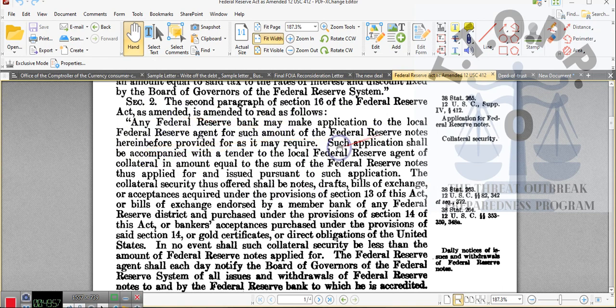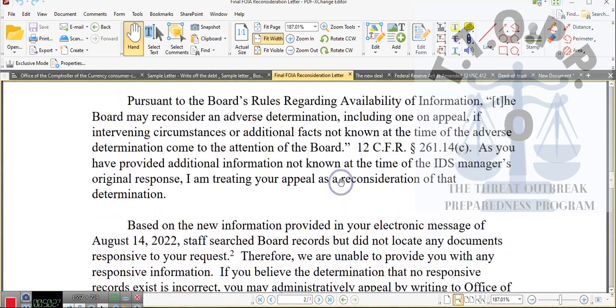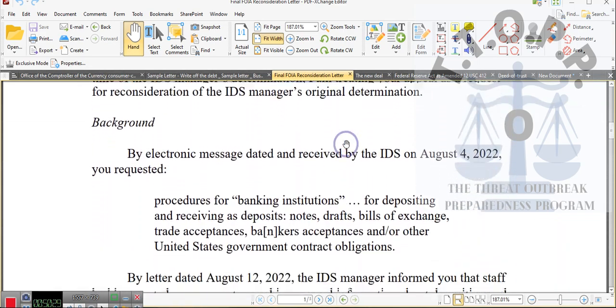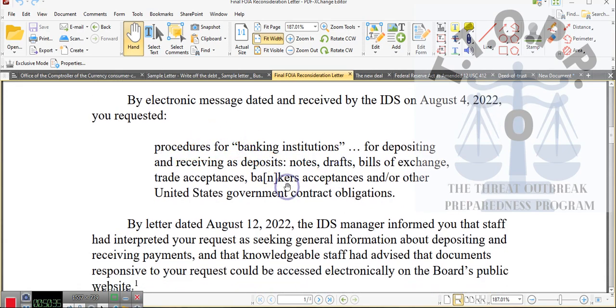It says that I can take an application and my note and give it to the local Federal Reserve agent. Pay attention, y'all. Do you notice that it doesn't say that they get to refuse it? Shh, don't tell nobody. They don't get to refuse it, people. She just said that there's no responsive information regarding my requests. Okay, see? Responsive to your request. What was my request? My request was, hey, what's the procedure? See? Procedure. That was my request.